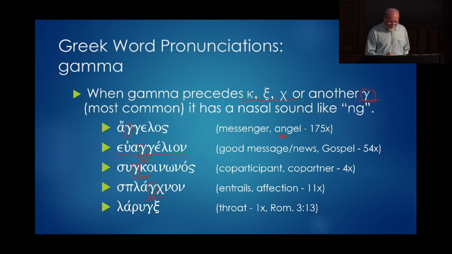And now in the last example here, we have a gamma followed by a xi. And so again, this sounds like an N. So we got larynx, we got nx, larynx. And that means throat. That's where we get the word larynx. Okay? So those are examples when a gamma is followed by either another second gamma or by a kappa or a xi or a chi.